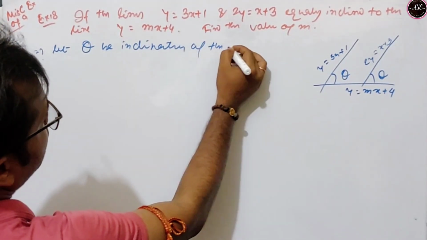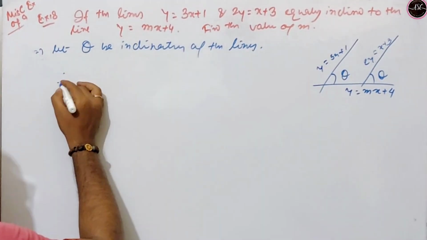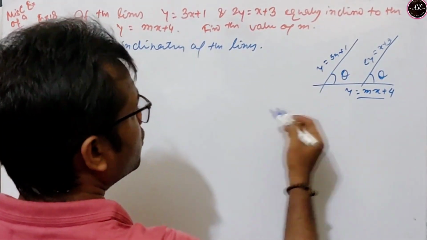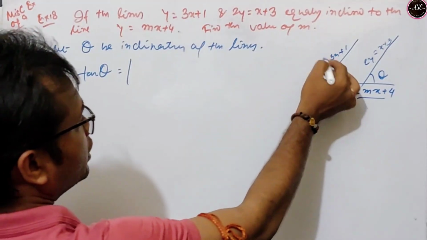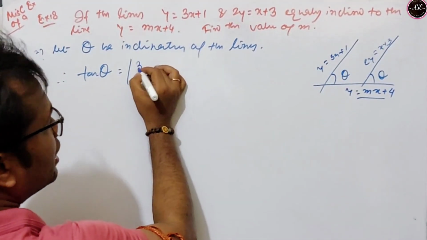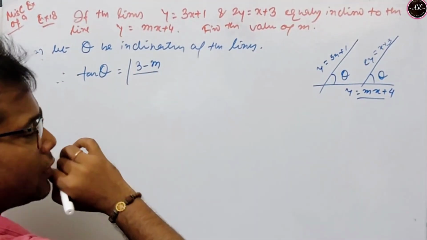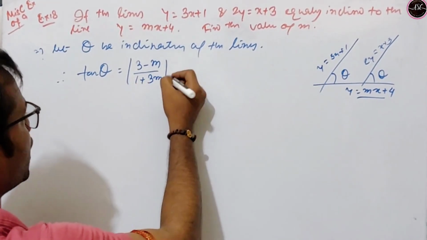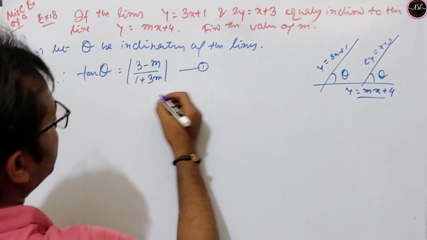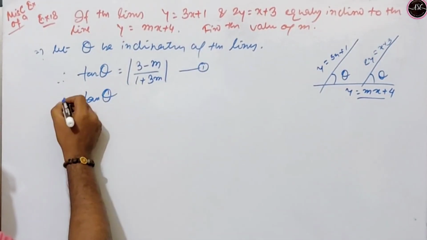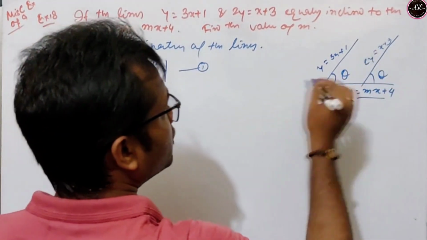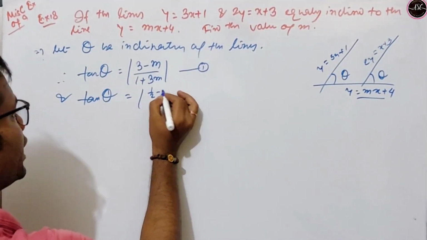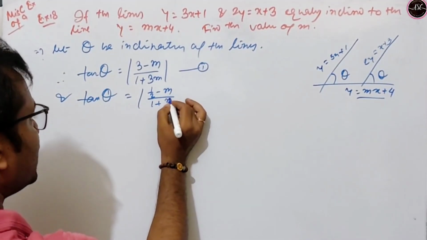So we can write, let theta be the inclination of the line. Therefore tan theta equal to, with the first line m equal to 3, that means (3 minus m) divided by (1 plus 3m), using (m2 minus m1) divided by (1 plus m1 m2). This is equation 1. And also tan theta equal to, from this line m equal to 1 by 2, that means (1 by 2 minus m) by (1 plus m by 2).